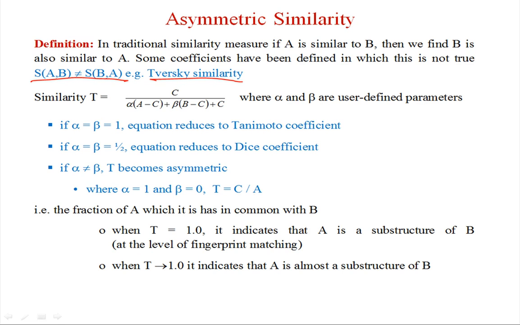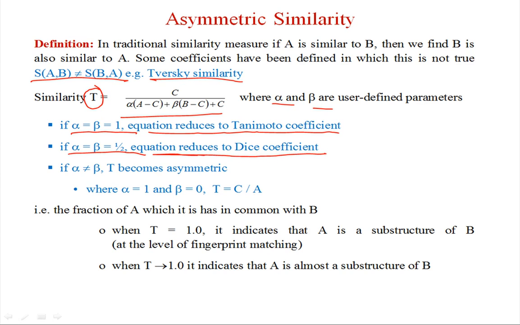Here it is defined as T and can be given as C divided by alpha A minus C plus beta B minus C plus C, where alpha and beta are user defined parameters. If alpha and beta are equal to 1, then the equation reduces to Tanimoto coefficient. And if alpha is equal to beta is equal to 1 by 2, then the equation reduces to Dice coefficient. And if alpha is not equal to beta, then T becomes asymmetric.